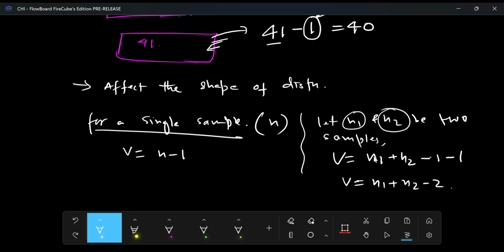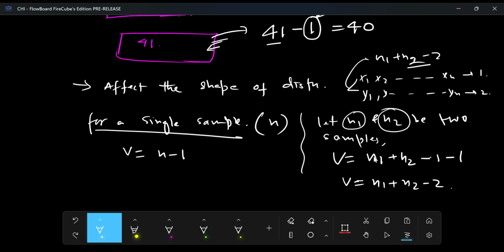Whenever you see you had two random samples, let's suppose x1, x2 up to xn is my first random sample, y1, y2 up to yn is my second sample. Then what will be the degrees of freedom? Combined degrees of freedom will be n1 plus n2 minus 2. This will be my combined degrees of freedom. So here 2 is the number of independent constraints.